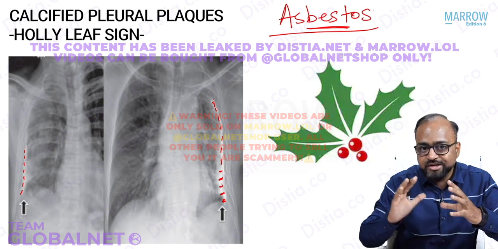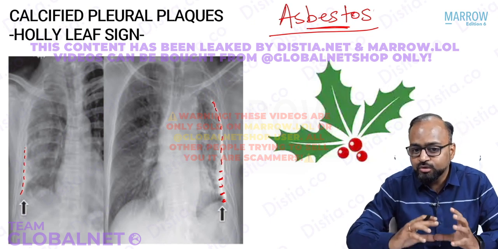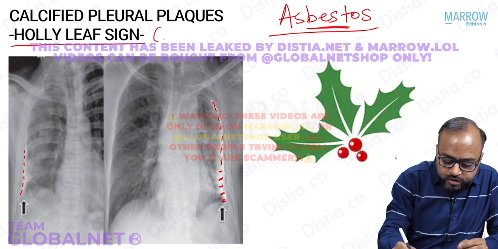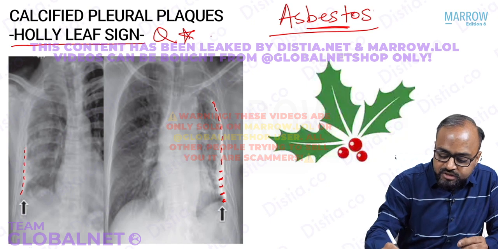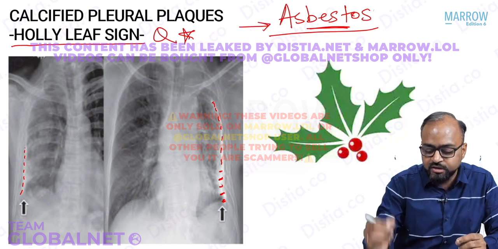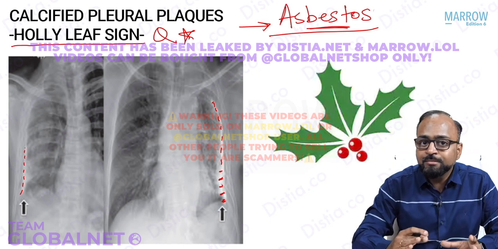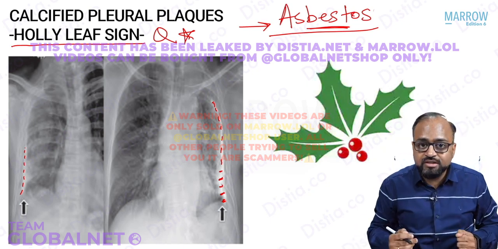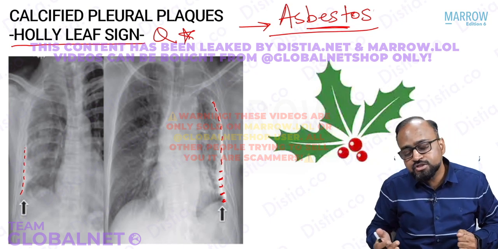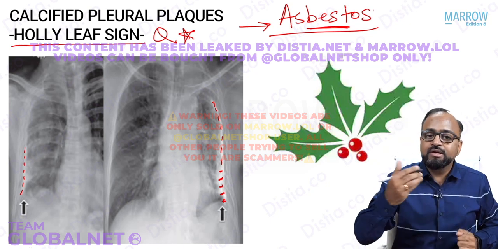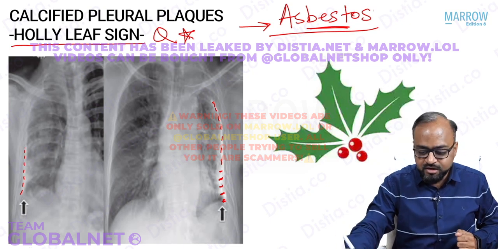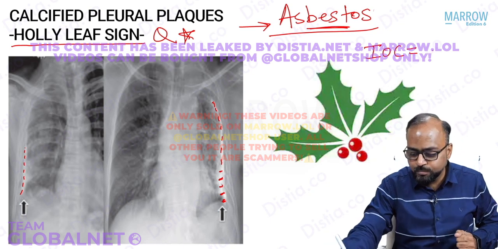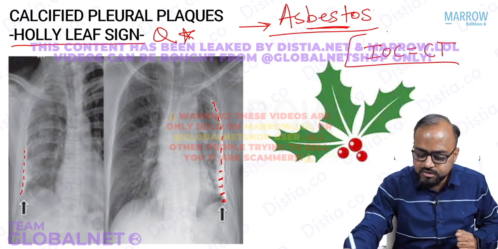right? So this is what gives rise to an appearance. This is how the holly leaf is, and this is why it is given a name. This is called the holly leaf sign, which is seen in calcified pleural plaques seen in asbestosis. Though it can be identified on a radiograph, naturally, you will see them only when these plaques are large. If these plaques are smaller, right, they will be earliest or best detected on CT scan. So the investigation of choice or best investigation for identification of pleural plaques is going to be CT.